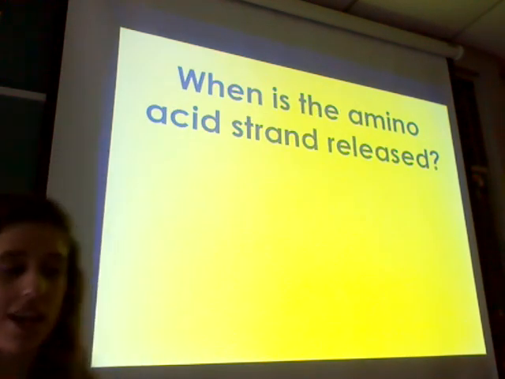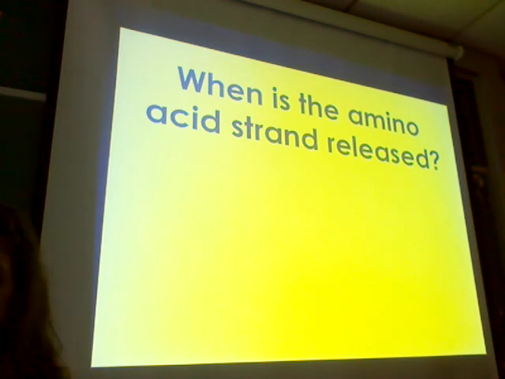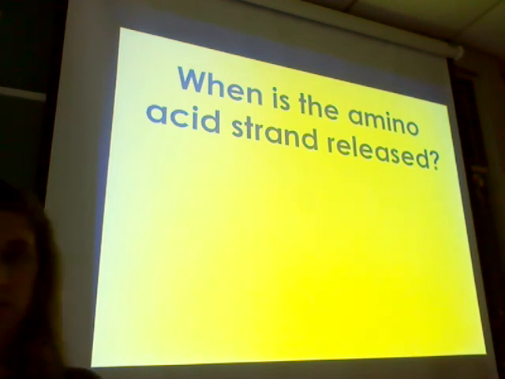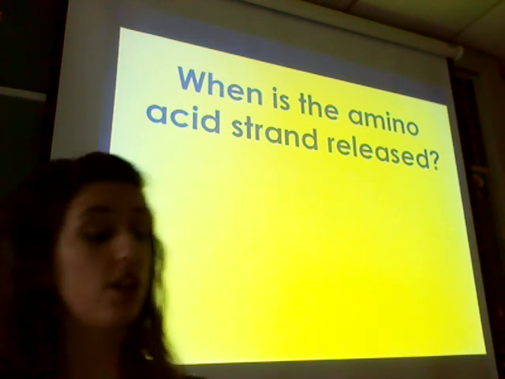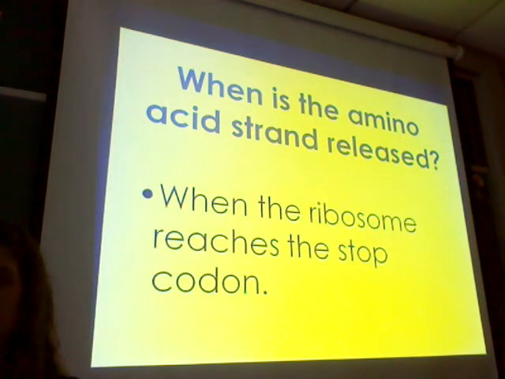And then when is the amino acid strand released? When we get to what? Good, Brad. Stop codon. Okay, so we reach the stop codon. That's when the whole thing is done.